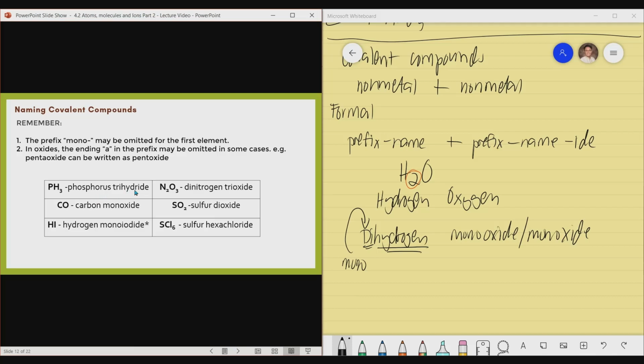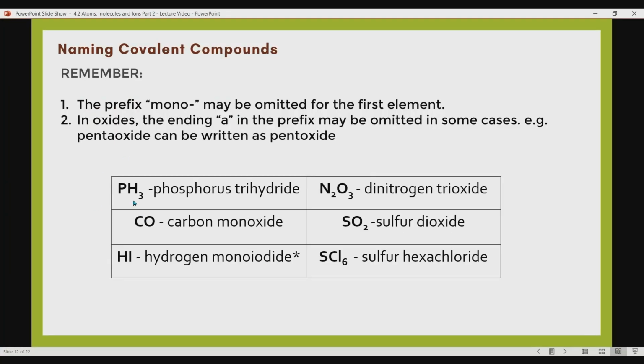Examples, ito, phosphorus trihydride. Dapat itong PH3 mo, monophosphorus trihydride. Pero dahil pwede tanggalin si mono sa una, una lang pwedeng tanggalin si prefix na mono, pwedeng phosphorus trihydride na. Okay? Ito naman, dinitrogen trioxide. Ito naman, carbon monoxide. Hindi na siya tinawag na monocarbon monoxide. Pwedeng tanggalin si mono. Okay? Ito, monohydrogen monoiodide. Again, tinanggal na din yung mono kasi nga pwedeng tanggalin. Ito ay sulfur dioxide and then sulfur hexachloride. Okay?